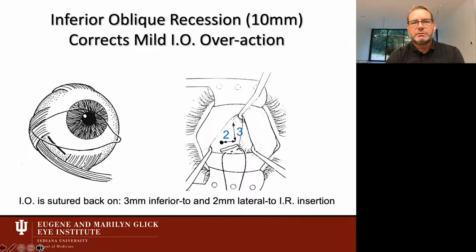All right, so inferior oblique recession. I don't do these a lot because I'm a big inferior oblique myectomy person, but in cases where you're concerned about overcorrection, or the vertical deviation in unilateral cases is quite small, then I think this is a very reasonable approach.